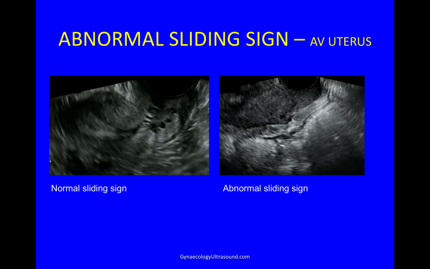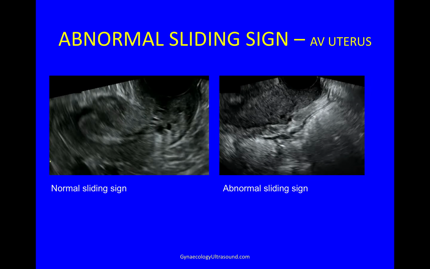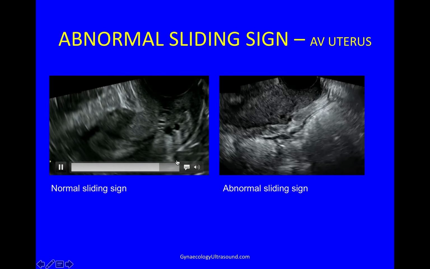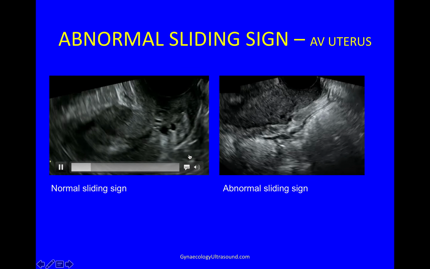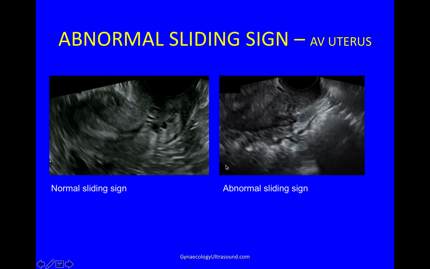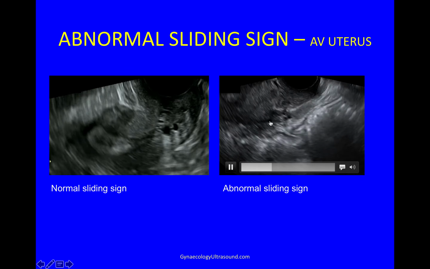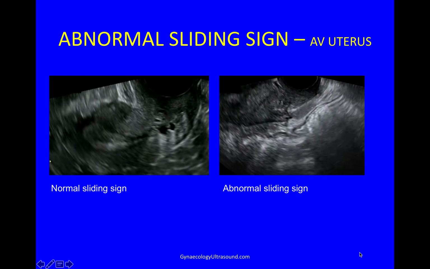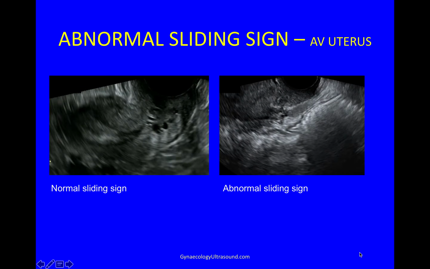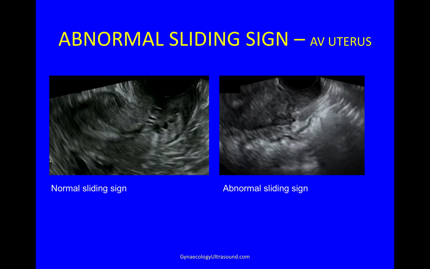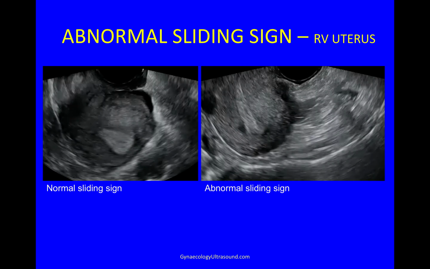So what does that look like as an abnormal sliding sign? You remember the normal sliding sign where we looked at the torus and the structures move freely. And this is an abnormal sliding sign. You can see here that the posterior structures are adherent to the back of the cervix. This is an abnormal sliding sign in an anteverted uterus. An abnormal sliding sign in a retroverted uterus.